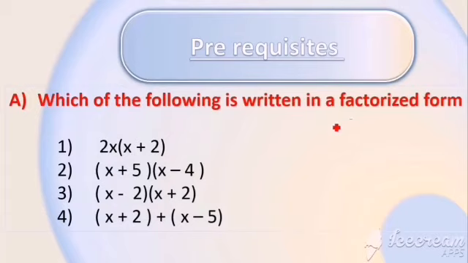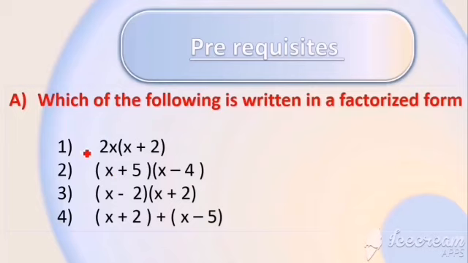Tell me which of the following is written in a factorized form. But before that, what is a factorized form? A factorized form is a product of monomial and parentheses or product of parentheses. Very good. Thus, which of the following are written in a factorized form?